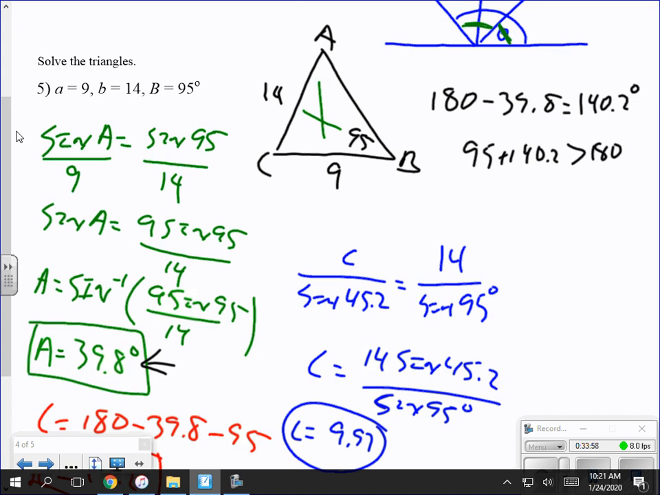If this angle up here is bigger than this angle here, this side needs to be bigger than that side or it won't work. So there's a couple of ways to tell. Obviously, the 2 angles adding up to more than 180 is going to eliminate right off the bat. So what I found here is my only possible triangle. The triangle exists. This is what it looks like. Okay?